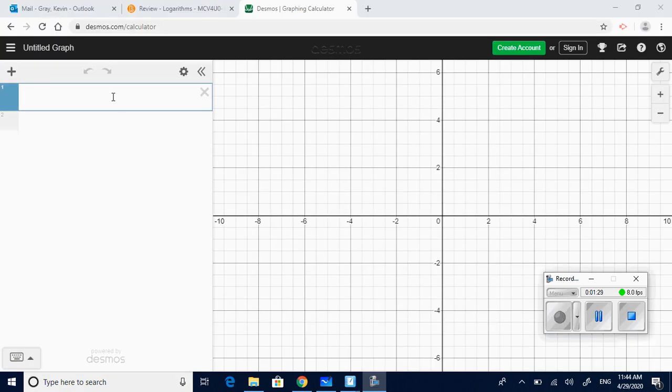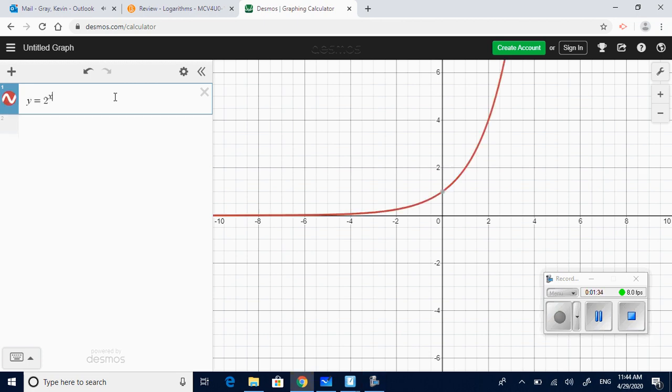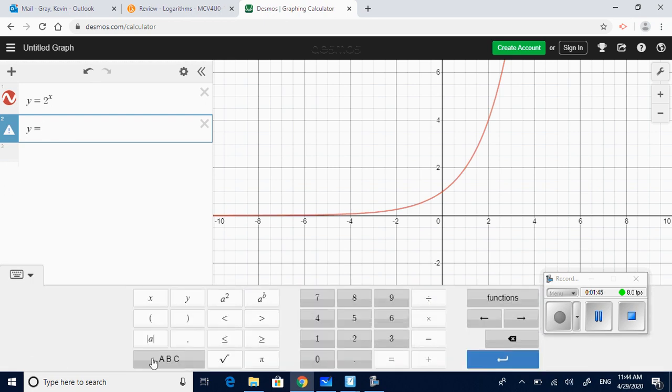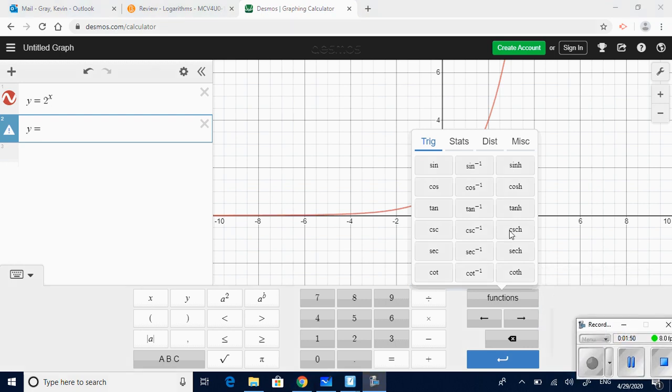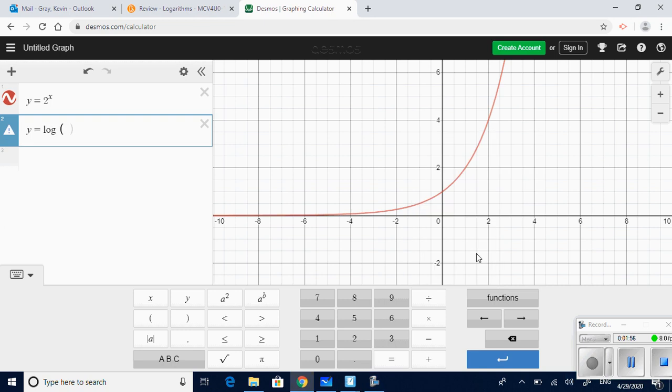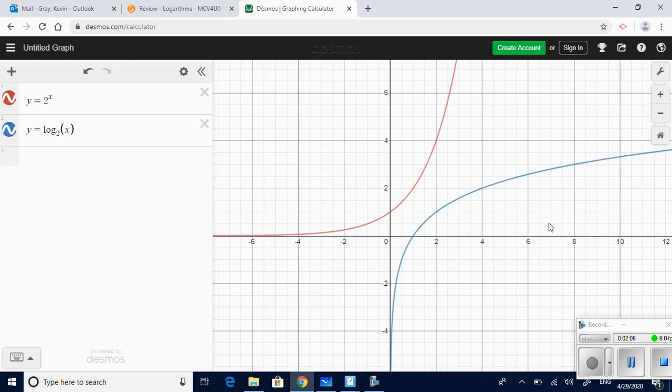Okay, so in Desmos, the first function is y equals 2 to the power of x, and that's what this function looks like. Now the other function is y equals, and I need my keyboard and my functions button, and then my miscellaneous tab, and I need this function key right here, the log button. Now I need to provide the base, and it's going to be base 2, and then in my brackets I'm going to provide my variable here. And that's what this function looks like here. So there's my two functions.